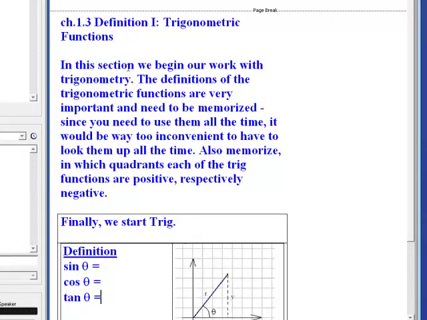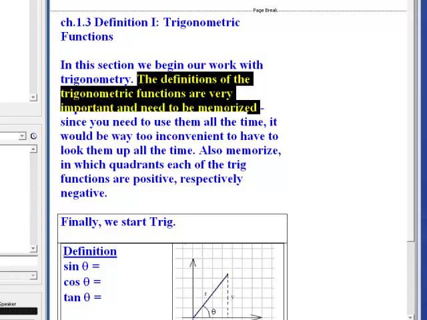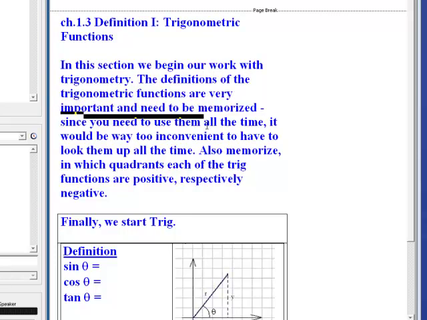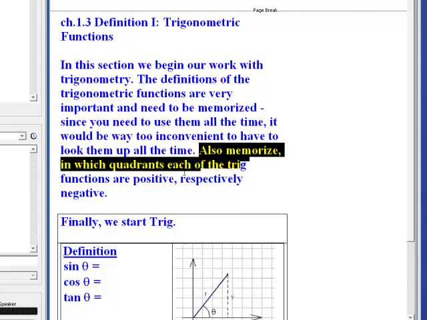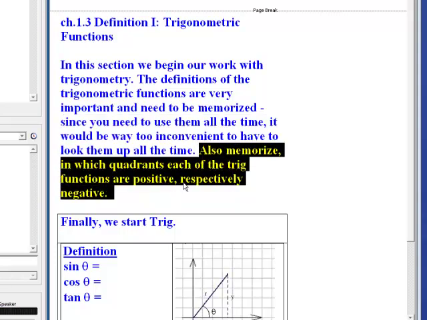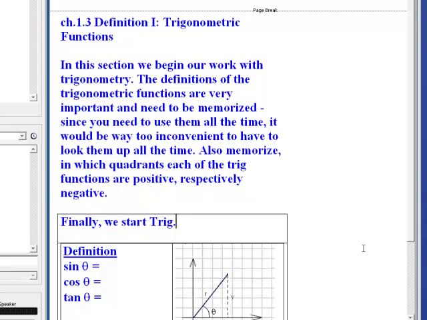Welcome to the section on definition 1, trigonometric functions. And we finally begin with trigonometry. First of all, the definitions of the trigonometric functions are very important and need to be memorized. Since you need to use them all the time, it would be way too inconvenient to have to look them up all the time. Also memorize in which quadrants each of the trig functions are positive, respectively negative. So let's finally start with trigonometry.